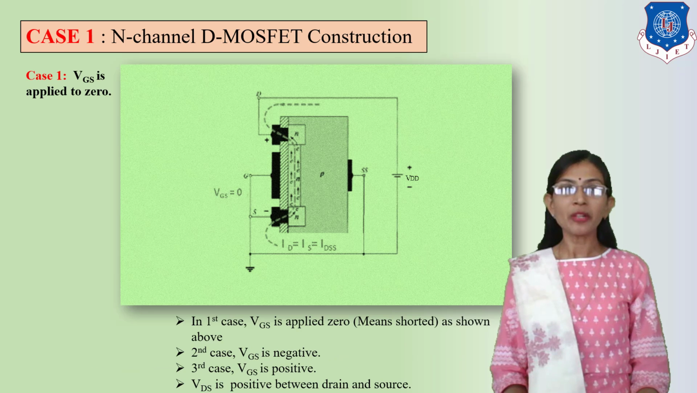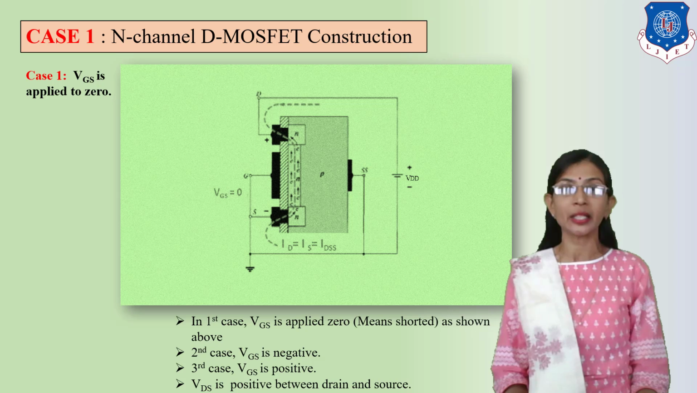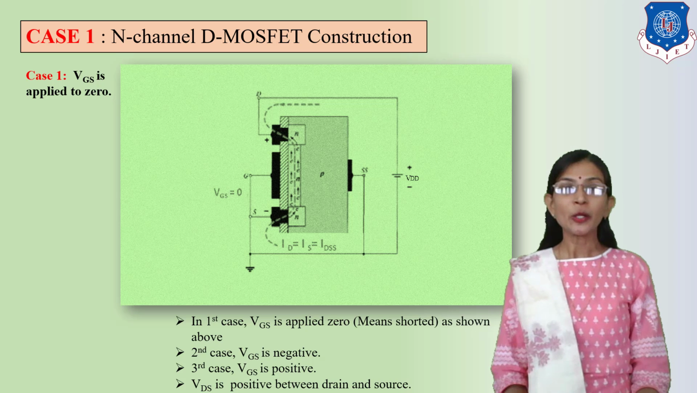So let's discuss the working. Working will be explained in three cases. Case 1, VGS is equal to 0, that means no voltage is applied, there is no battery connected between gate and source.